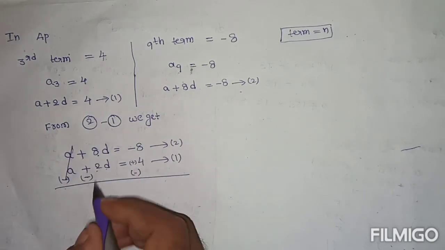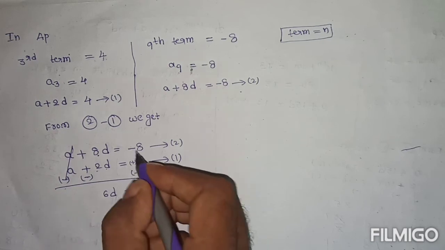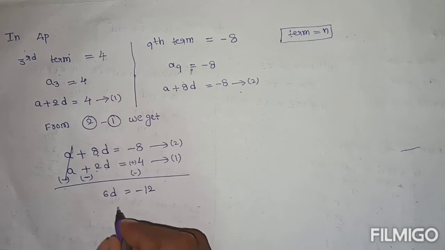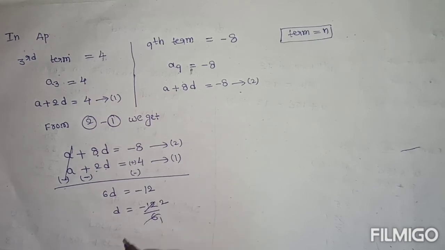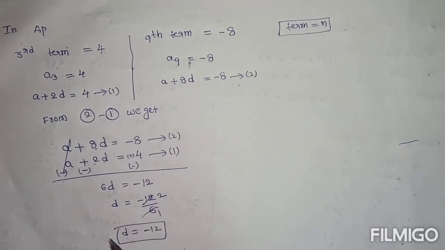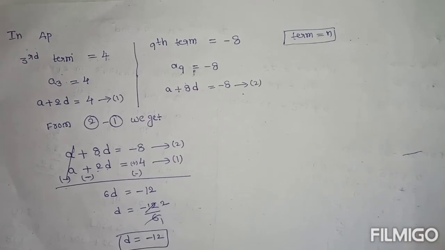8D minus 2D is 6D, is equal to, both are negative so we get added, minus 12. 8 plus 4 is minus 12. D is equal to minus 12 by 6. 6 ones are 6, 6 twos are 12. D is equal to minus 2. Okay, write down the steps. Write down first, then go to the next step.